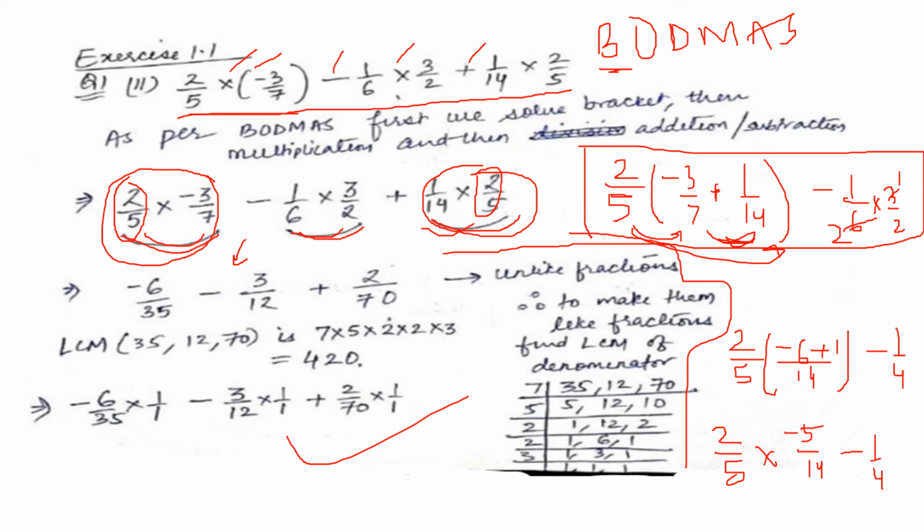Further solving it, we will get 2 upon 5 into minus 5 upon 14 minus 1 upon 4. So you can see these two are same, cut it, 2 7s are. So finally we have got minus 1 upon 7 minus 1 upon 4. So both are negative terms, they will be added and the answer will remain negative. Again LCM of 7 and 4 is 28. LCM is 28, 7 4s are, 4 minus 1s are minus 4, 4 7s are, 7 1s are minus 7. So we have got minus 11 upon 28 as the answer.